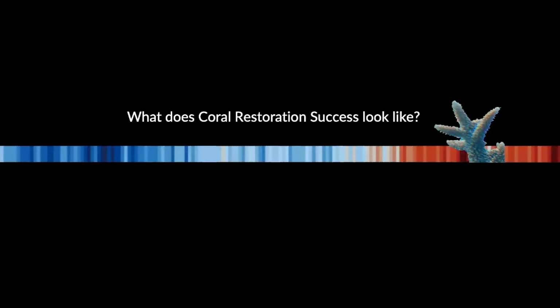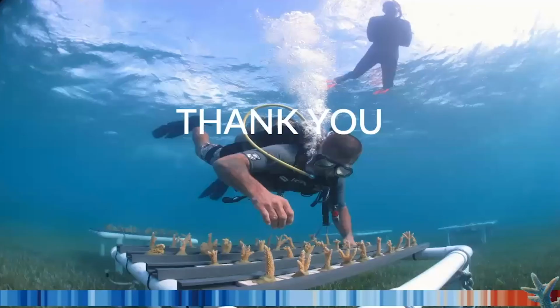So I'm going to circle all the way back around. To me, what restoration looks like, it's about putting that first coral out there that's going to survive the next bleaching event, and then having that coral reproduce, and then having those larvae settle and grow up into corals that can survive the next bleaching event. I think that's going to be the best way that we can contribute to protecting these ecosystems with our restoration efforts. And that's it. Thank you.